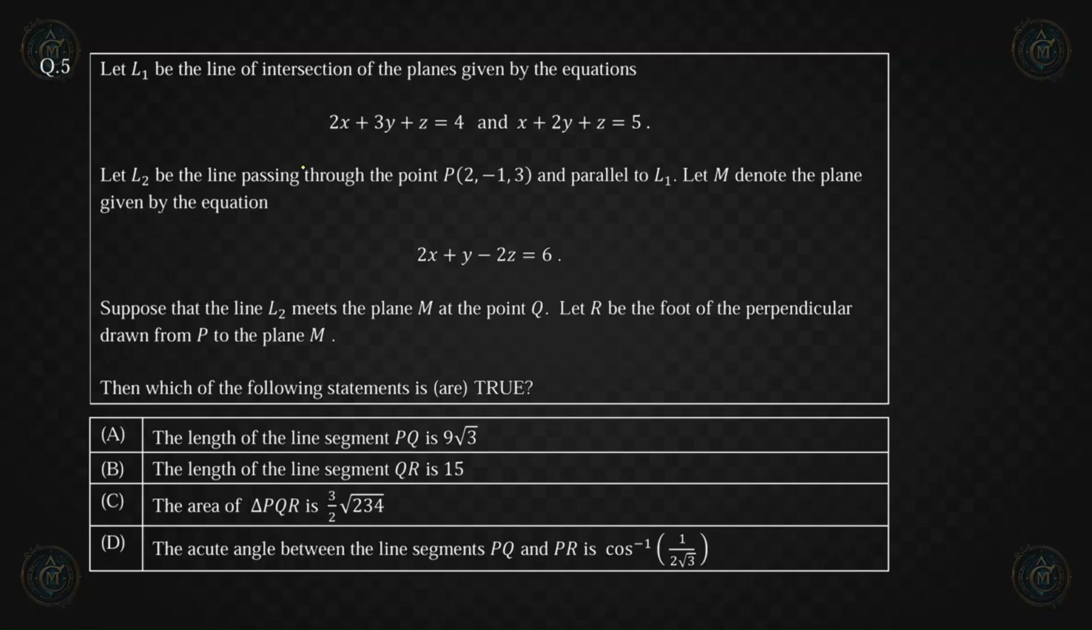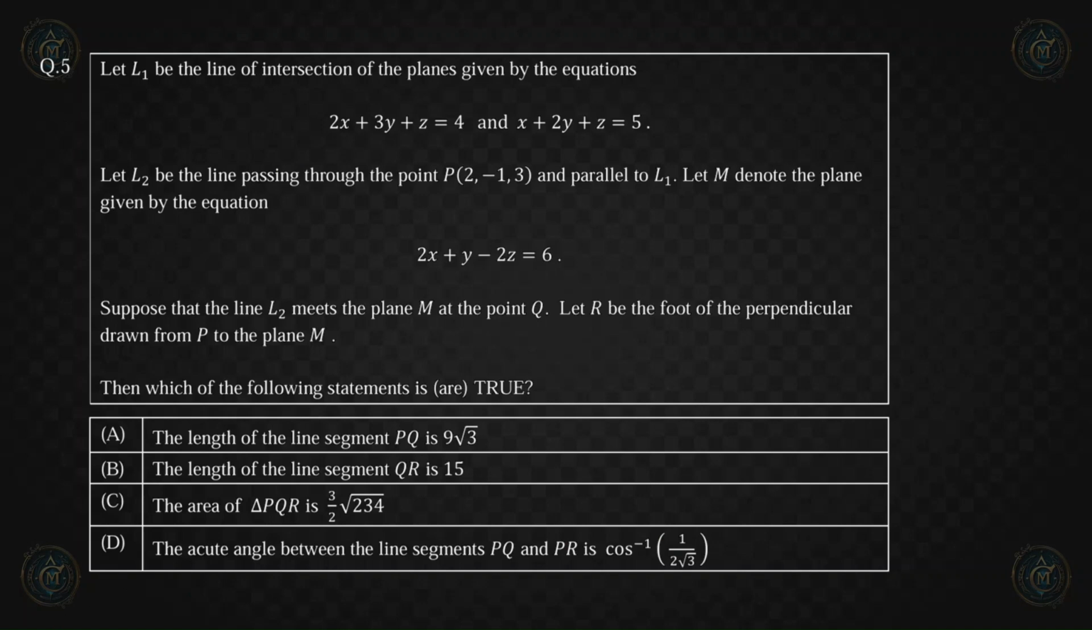This is question number 5 of paper 1 of JEE Advanced 2025. It is a multiple choice question. We have more than one correct option in this problem, and the marking scheme is +4 and -2. Partial marking is available.